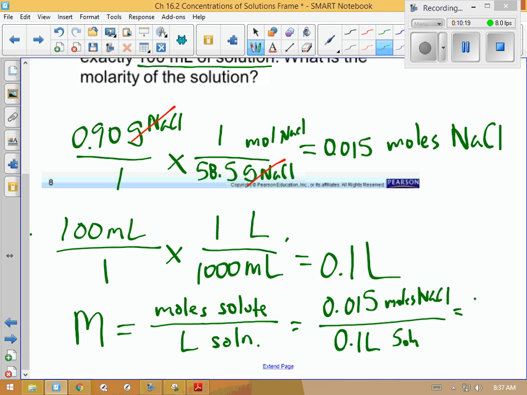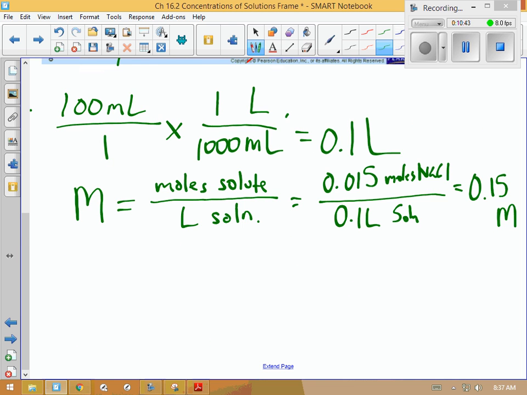And the molarity is 0.15. That is the molarity. So what did they get in the book? Awesome.